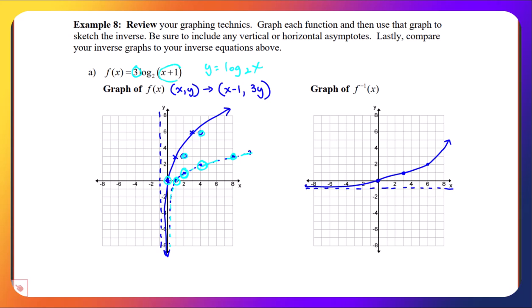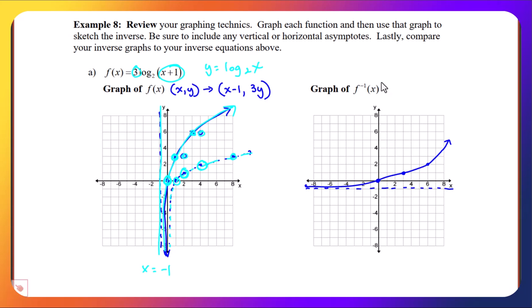Last but not least, we shift the graph to the left, and so we get this point, this point, and this point, and the vertical asymptote also shifts to the left 1, and we have our new graph. Our vertical asymptote is x equals -1, and I think we have what we need.